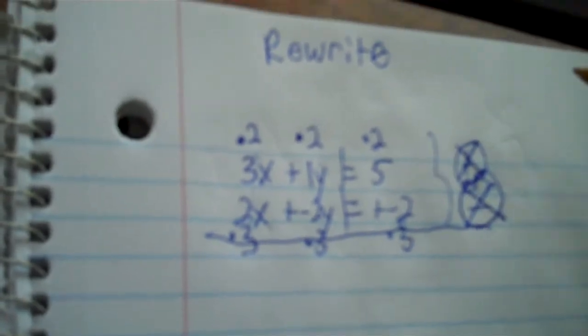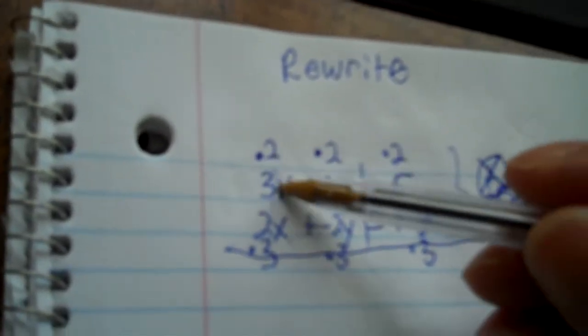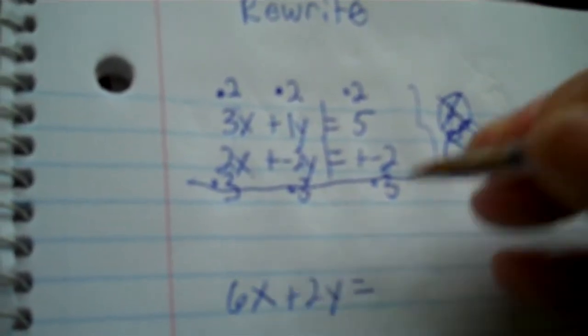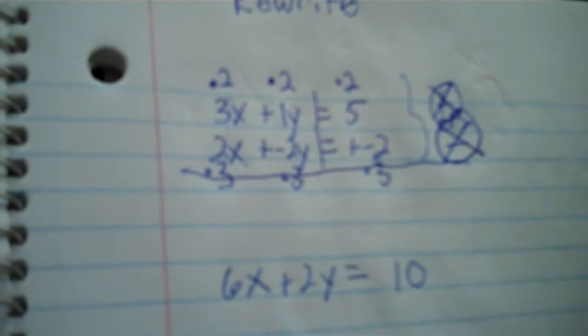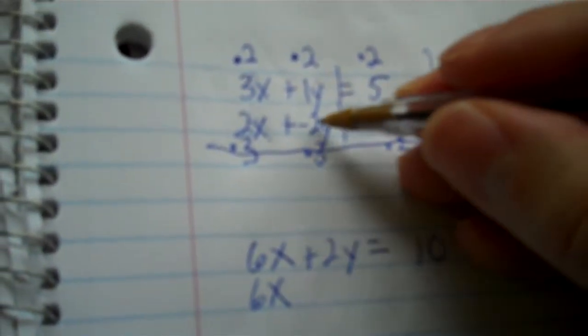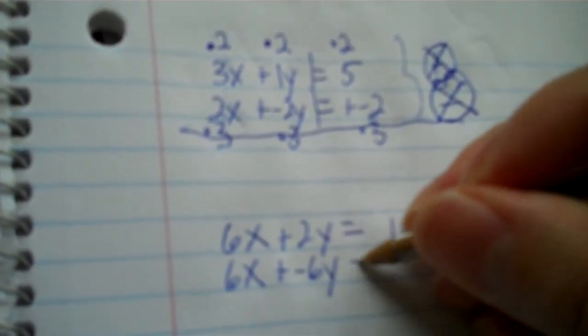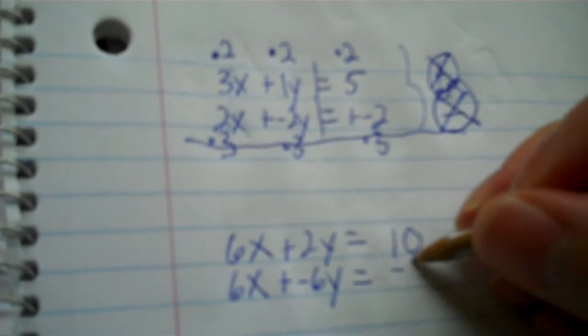Now you're going to rewrite the new system. So 2 times 3x is 6x. 2 times 1y is 2y. Then 2 times 5 is 10. Now on the bottom, 2x times 3 is 6x. Negative 2 times 3 is negative 6y. Then negative 2 times 3 is negative 6.